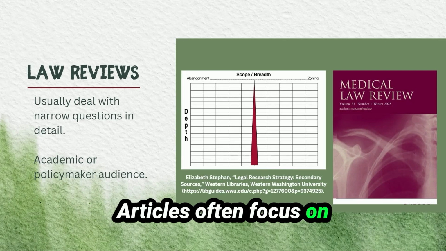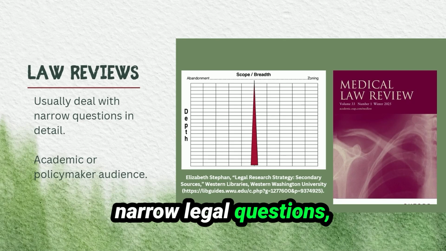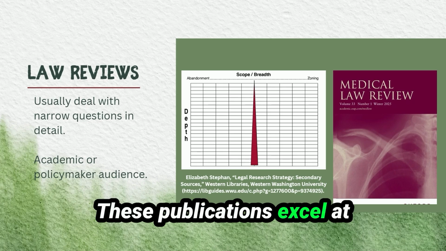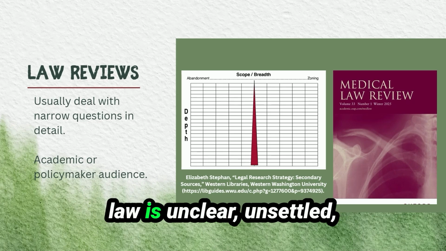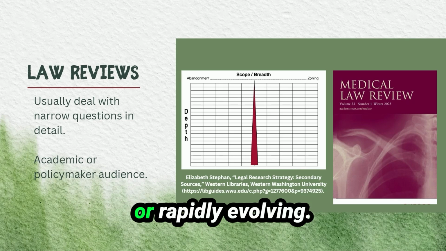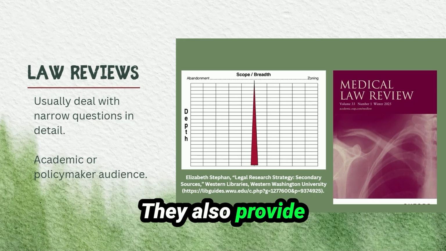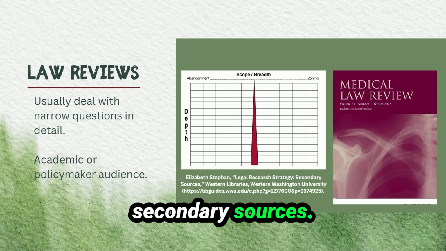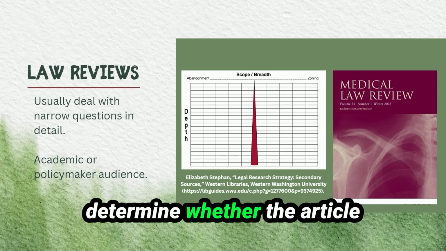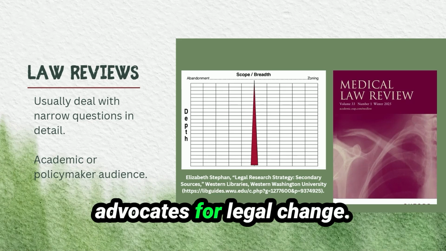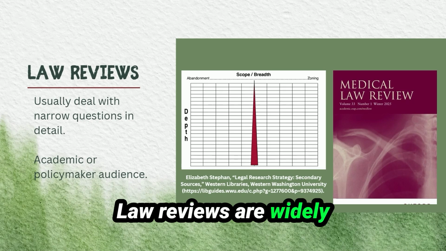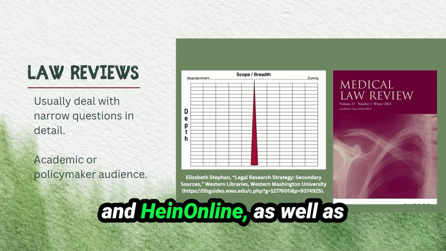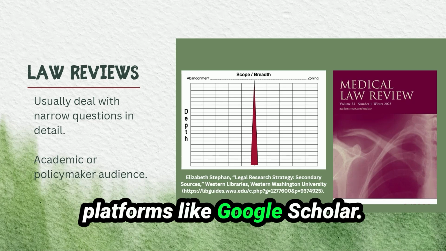Articles often focus on narrow legal questions, providing critical analysis and commentary. These publications excel at exploring areas where the law is unclear, unsettled, or rapidly evolving. They also provide valuable citations to significant primary and secondary sources. However, it's important to determine whether the article describes existing legal change. They're widely available through legal databases like Westlaw, Lexis, and Hein Online, as well as platforms like Google Scholar.